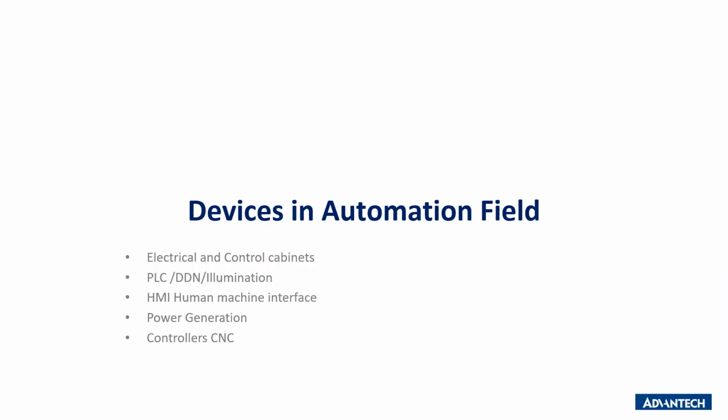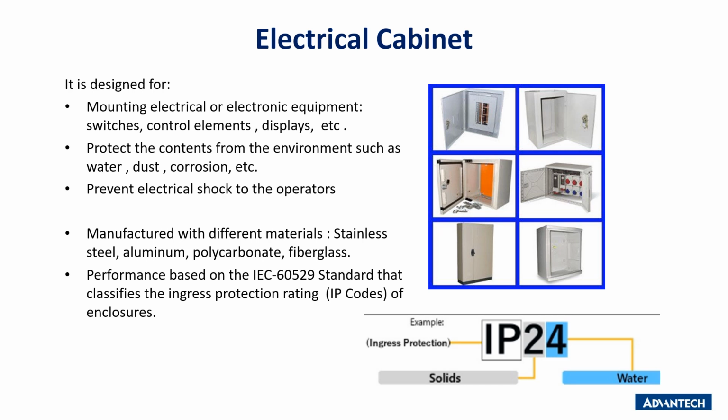Now, we will introduce you to the devices that are more commonly used in automation fields such as electrical and control cabinets, PLC, HMI, power generation, controllers, CNC. The electrical cabinet. It has the function of support for mounting electrical or electronic equipment such as switches, measurement elements, displays, etc. It protects the contents from the environment such as water, dust, corrosion, etc.